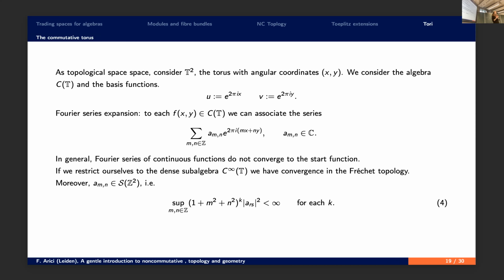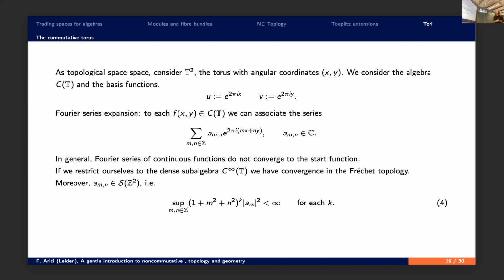So if you go one dimension up here and instead of considering the circle, we look at the two-dimensional torus, then again, we have Fourier theory that helps us, and we can consider the algebra C of T with basis functions e to the 2 pi i x, e to the 2 pi i y, and for every continuous function, we can write a Fourier series expansion. It's a doubly indexed sum over the integers. These may or may not converge.